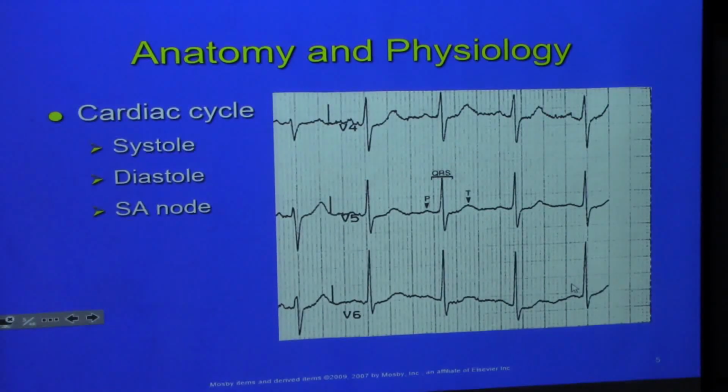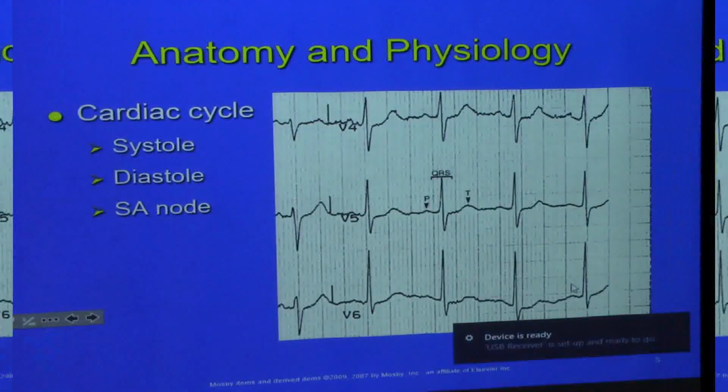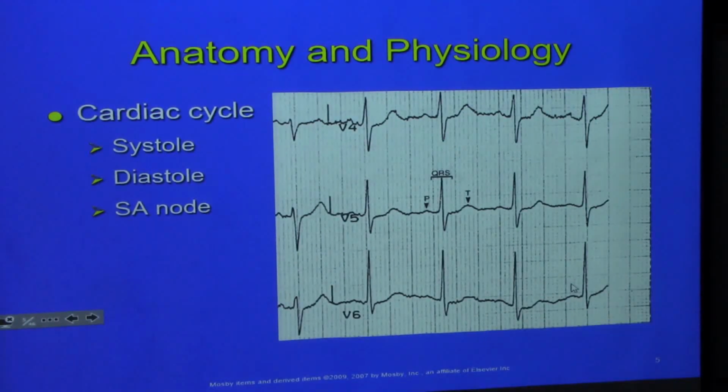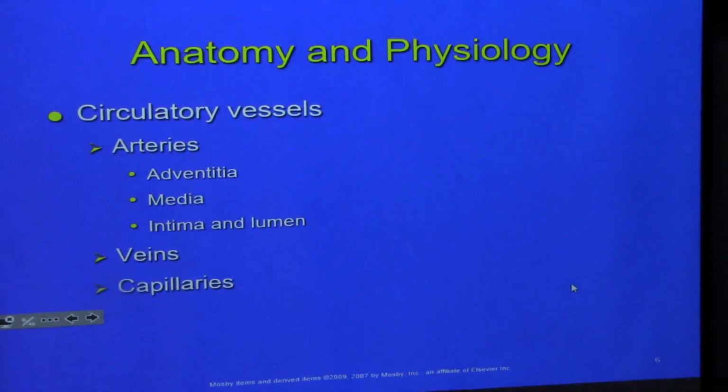All right, I've got to go get my point clicker. This running back and forth to the computer is driving me crazy. Well, I'm back. Now I have my point clicker so that I can just hang out over here next to the camera and y'all can hear my lovely voice and I can advance.